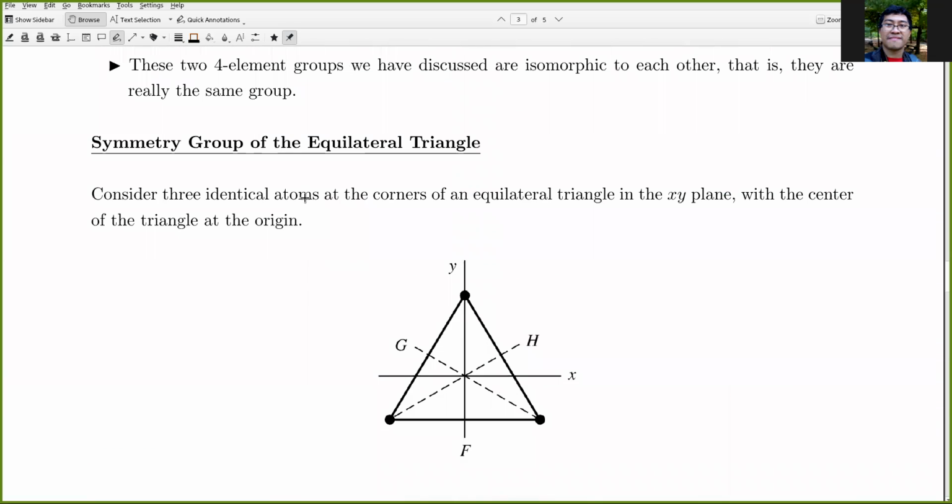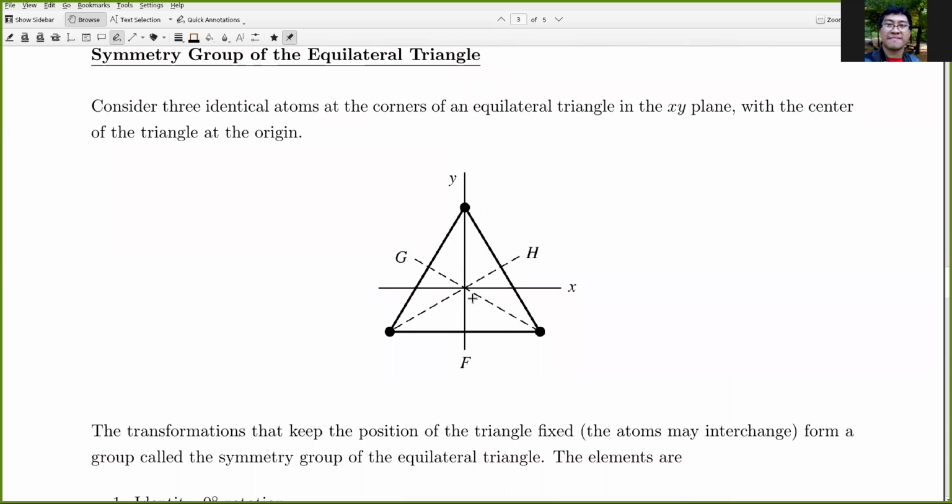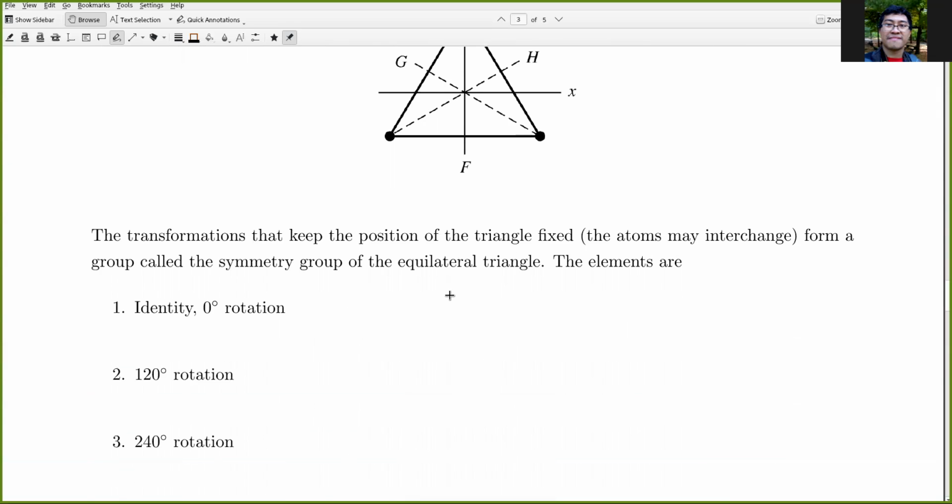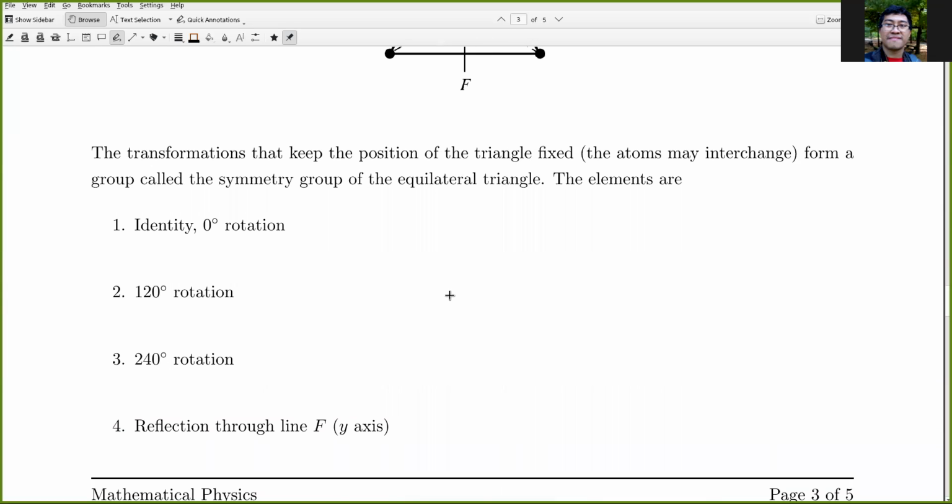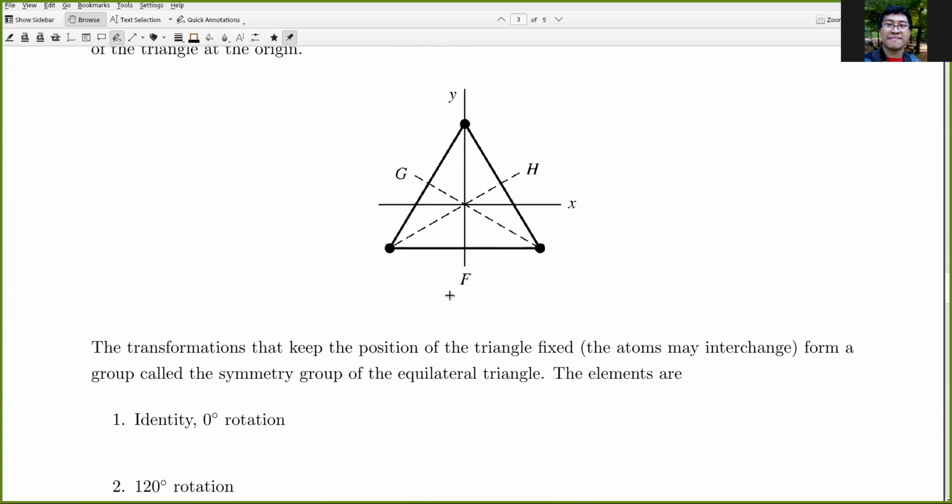Now let us consider 3 identical atoms at the corners of an equilateral triangle in the xy plane with the center of the triangle at the origin. So this is the origin. The transformations that keep the position of the triangle fixed, although we may interchange the atoms, form a group called the symmetry group of the equilateral triangle.